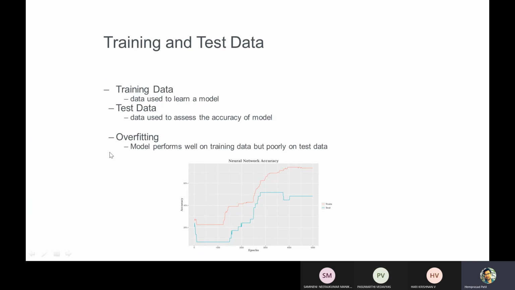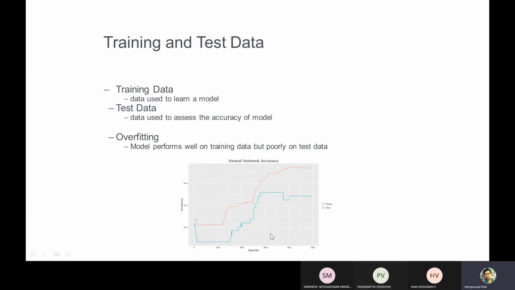Then there is the concept of overfitting. Overfitting means the trained model gives very good accuracy for training data, but for test data it is not performing that well. So here you can see, on the y-axis we have accuracy, on the x-axis we have epochs, and we can see that for training data, which is in red color, the accuracy is quite high as the number of epochs progresses.